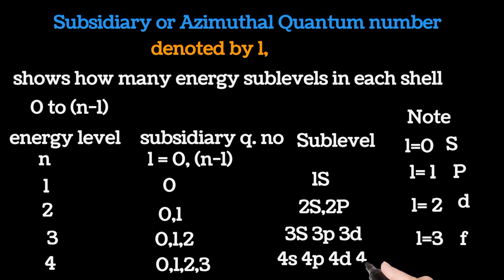Now in the fourth, we have 0, which is s, 1, p, 2, d, 3, f. So we have 4s, 4p, 4d, and 4f.